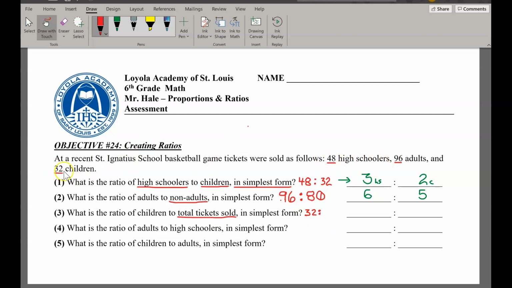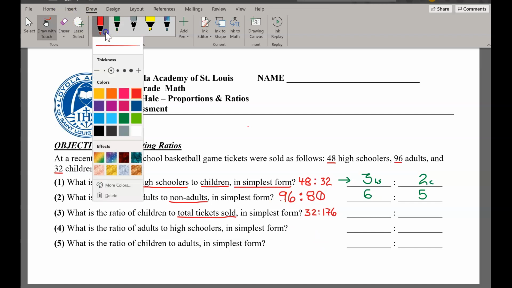We know that 48 plus 32 is 80, plus 96, that's going to give us 100. Oops, hold on. I need to erase that. That's not where that goes. That's going to give us, oops, I got to bring the pen back. 176 total tickets sold. And as you can guess, this can be simplified.